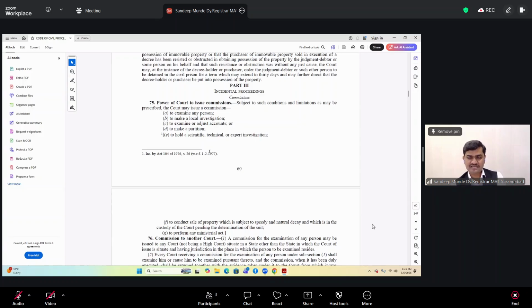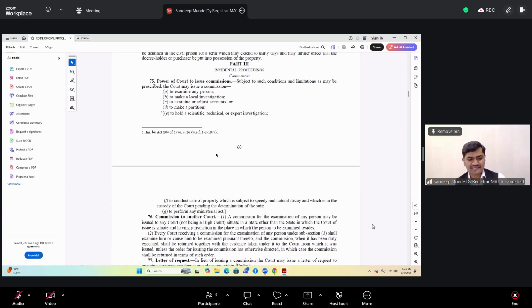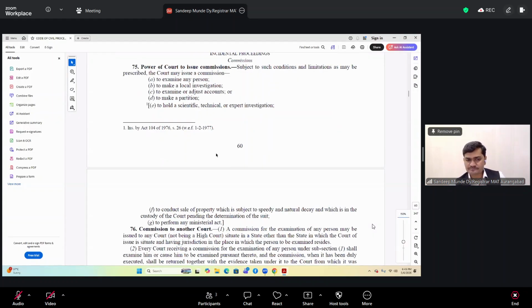In such circumstances, if the help of scientific, technical or expert persons is required, the court may take the assistance of these persons. F, to conduct sale of a property which is subject to speedy and natural decay and which is in the custody of the court pending the determination of the suit. For the purpose of selling any property, the court may appoint the commission. And G, to perform any ministerial act. Whatever act is considered a ministerial act, for the performance of the said ministerial act also, the court has a power to appoint the commission.